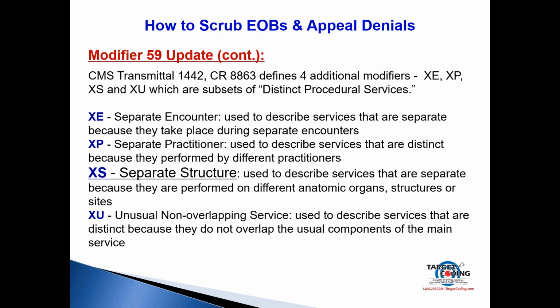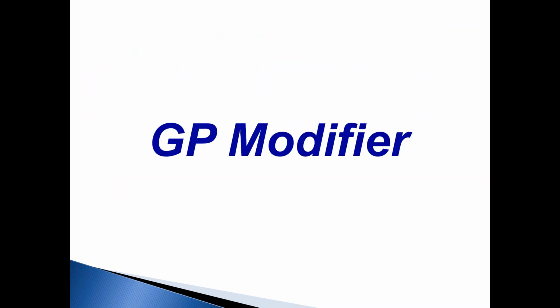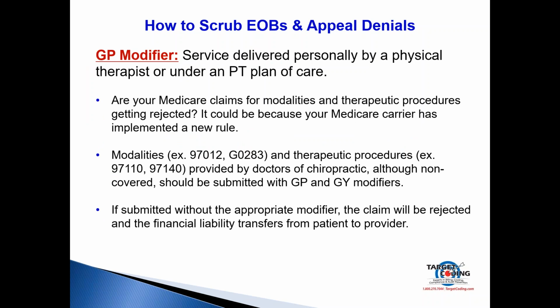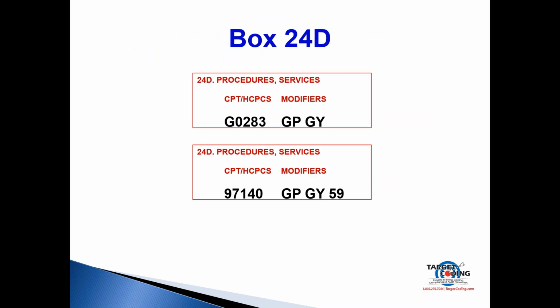Now, some health plans want you to use XS instead of 59. Before you do that, check with them. Don't just start using it, because it can cause problems. And then the GP modifier is an issue with some Medicare plans. You should be using it if you're having problems getting it to the secondary.